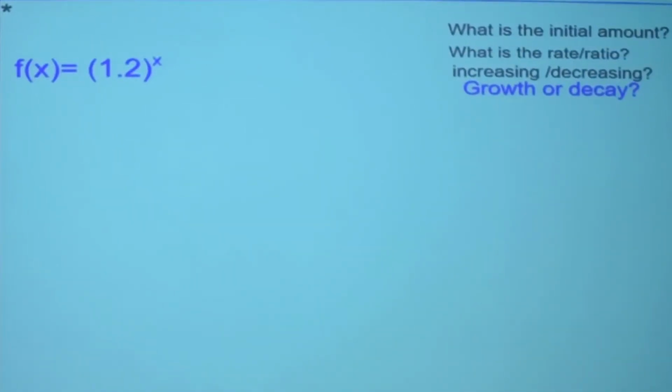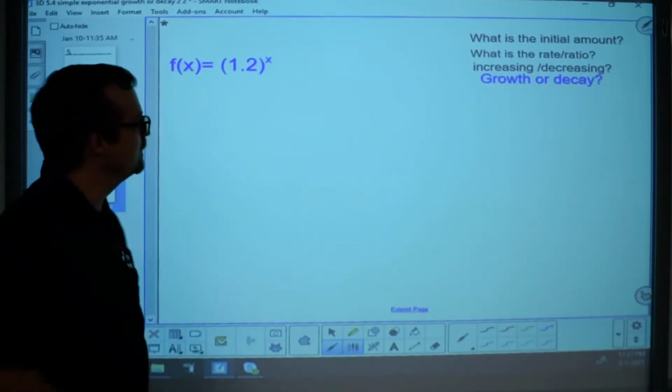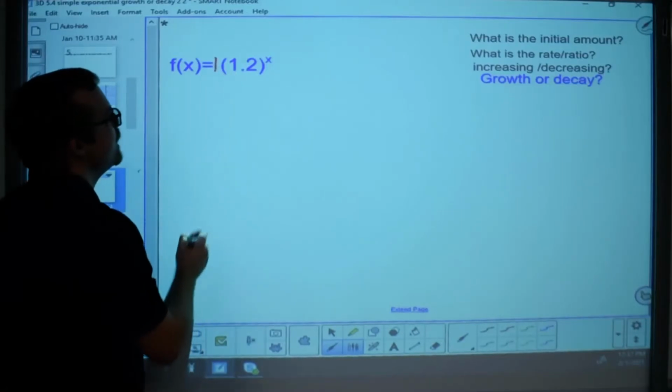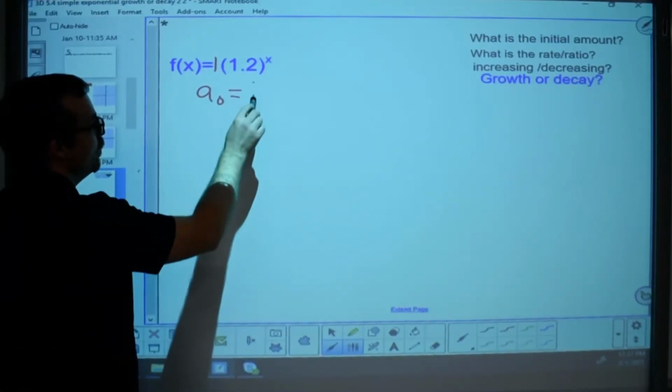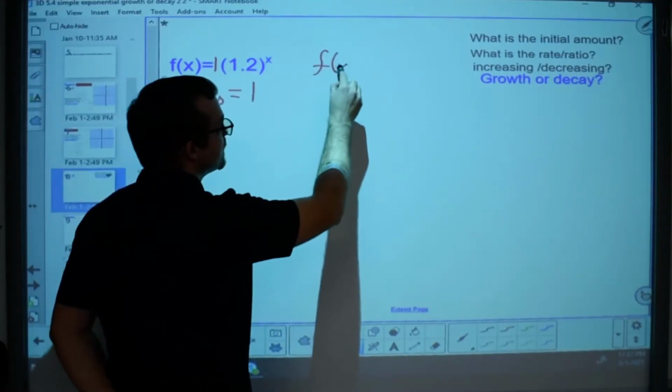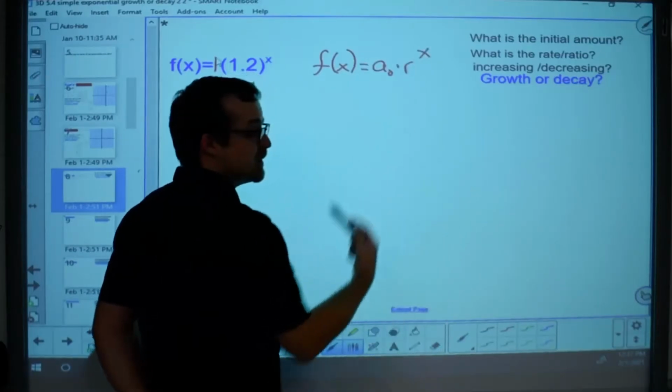Give it a shot. All right, so f of x equals 1.2 to the power of x. Is there a creepy coefficient there? There is. There is a 1 sitting right here. So what is the initial amount? The initial amount is 1. Because again, we're looking for f of x equals the initial amount times r to the power of x. Right?